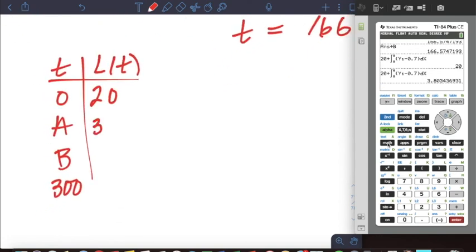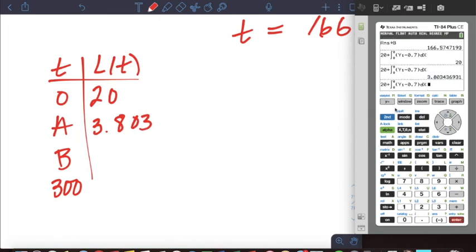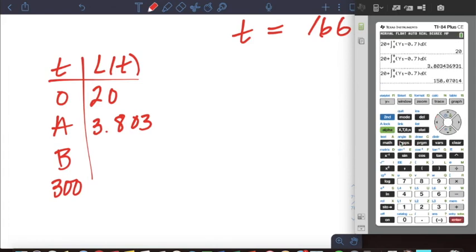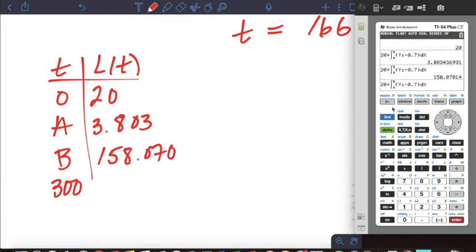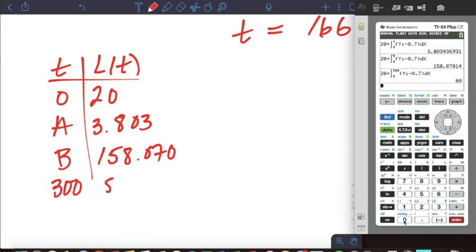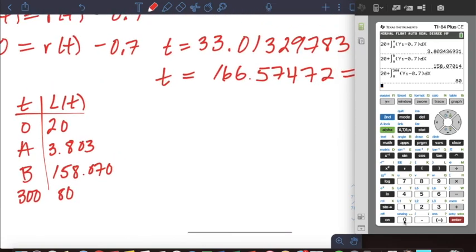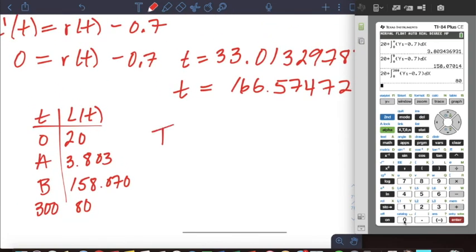So 3.803. And then I'm going to do the same thing, and I'm going to put in B at the top. And this time I have 158.070. And then I can do the same thing just to verify this. Now we should get the same answer as we got somewhere else, but from 0 to 300, this was 80. Okay? So I want to know when there's a minimum. There is a minimum. The lowest value, the smallest value is this 3.803.